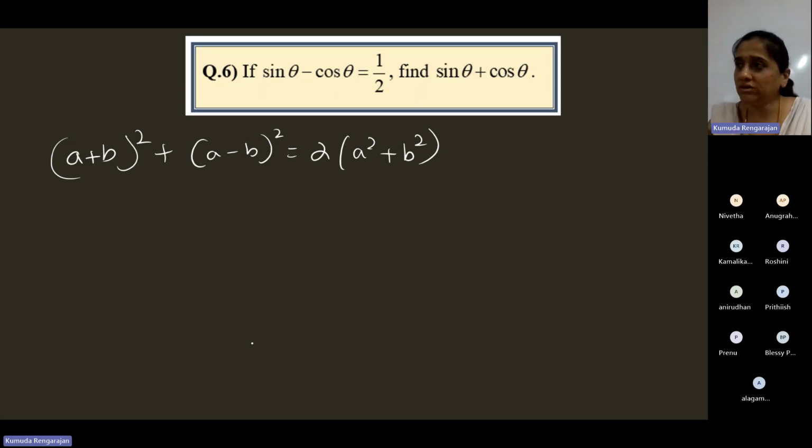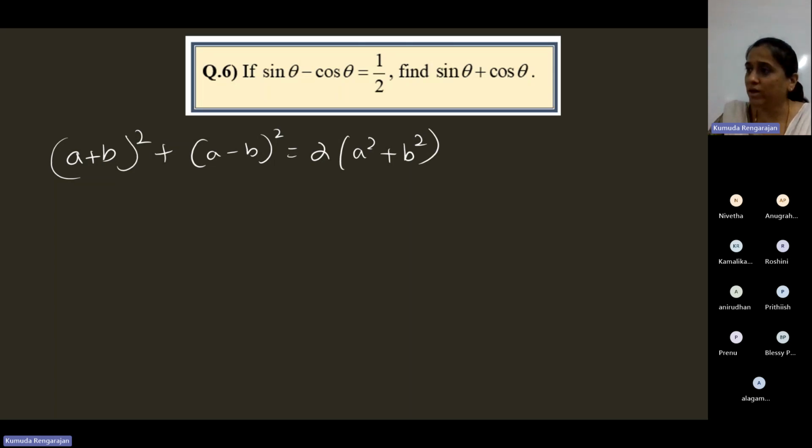Whenever in trigonometry the question involves sine theta and cos theta, in questions like these, you're given the value of sine theta minus cos theta, and you're asked to find the value of sine theta plus cos theta. So like you're given A minus B, and you're asked to find A plus B, and that should be involving sine and cos. Look at the question: sine theta minus cos theta, like A minus B, and find sine theta plus cos theta, like A plus B. You're given the A minus B value, you have to find the value of A plus B. So make use of this identity.